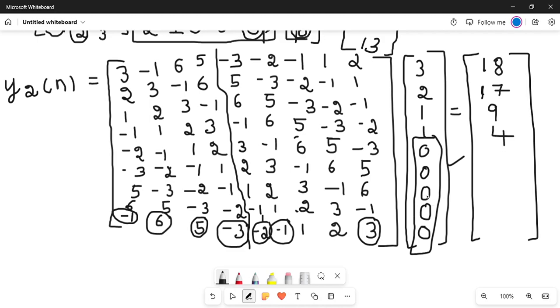And now the fifth one, what you are going to get is minus 6 minus 2, minus 6 minus 2, and plus 1 plus 2. You're going to get the resultant as minus 5.